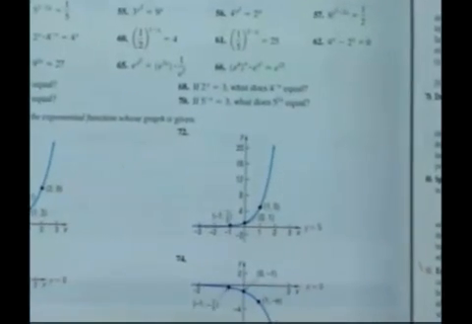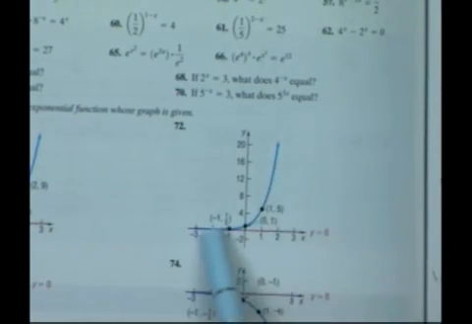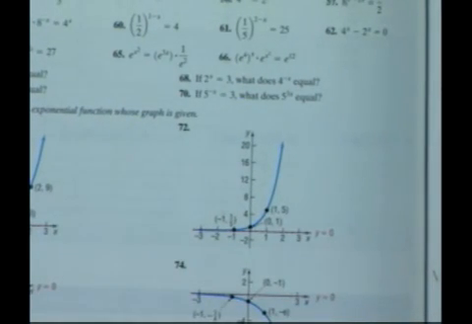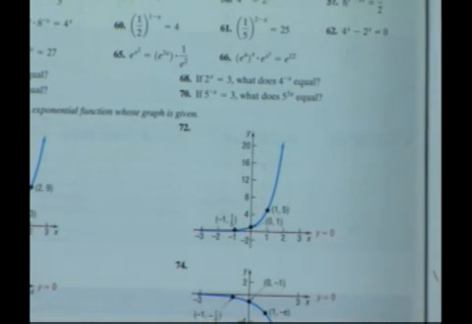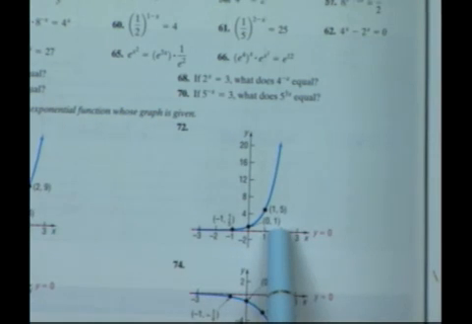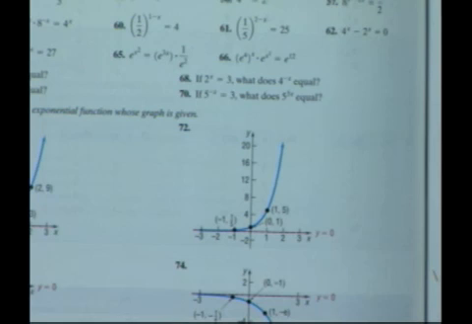Problem number 72 is the graph. Our instructions are to write the equation for this curve. Write the equation for this exponential function. All right, now it goes through 0, 1, and the point 1, 5 is on the graph, but we're told that it's an exponential function. All right, let's see if you can tell me how you do this.